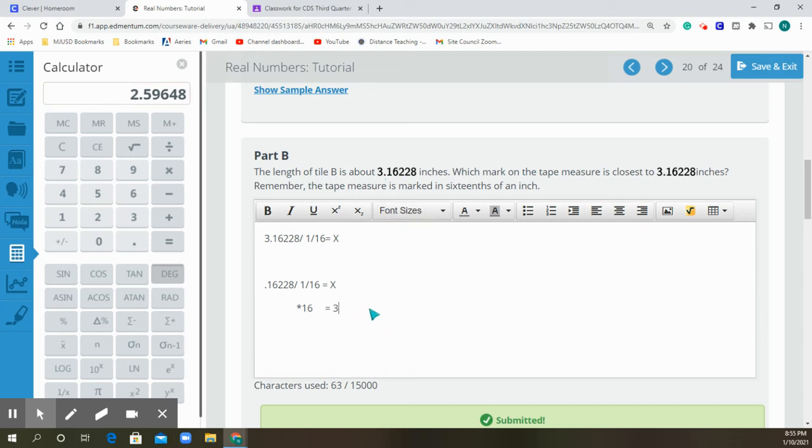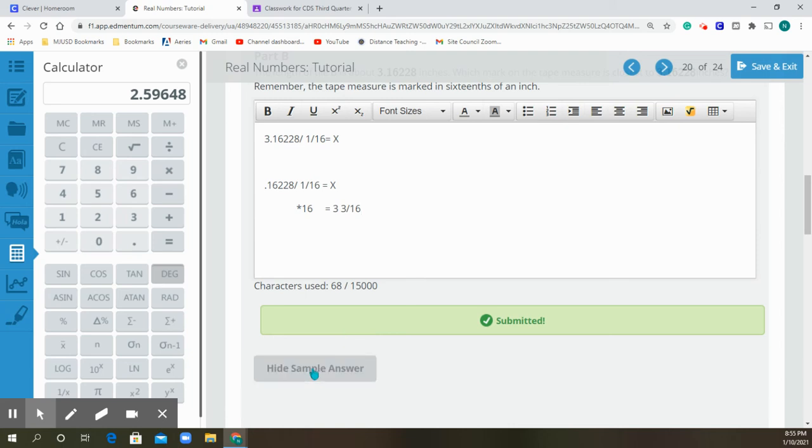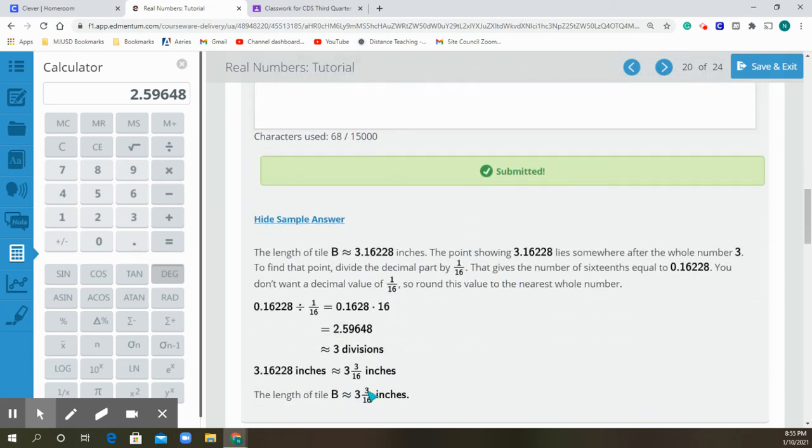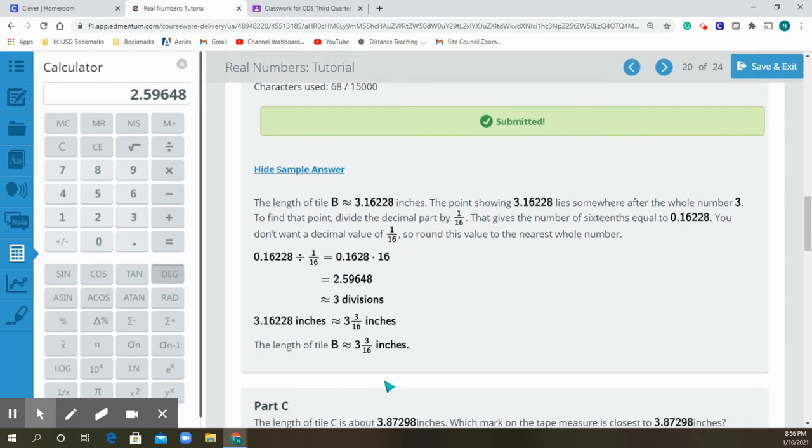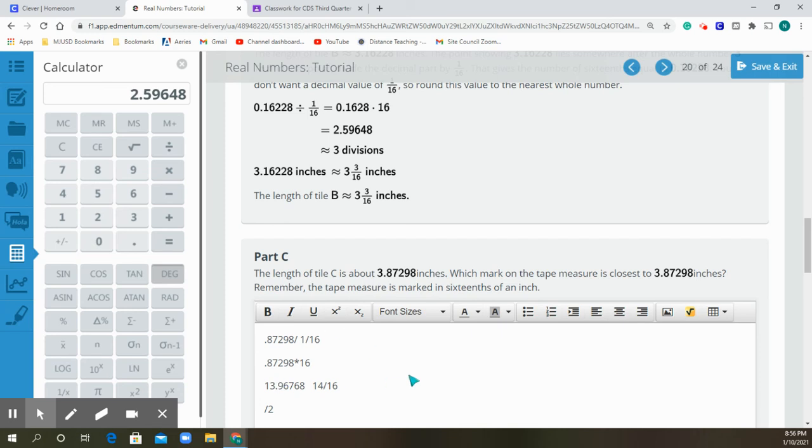3 3/16. Check our sample answer. 3 3/16 is correct. 3 divisions. We round that up because we can't measure to the 0.59 of a 16th. Our tape measure doesn't work that way.